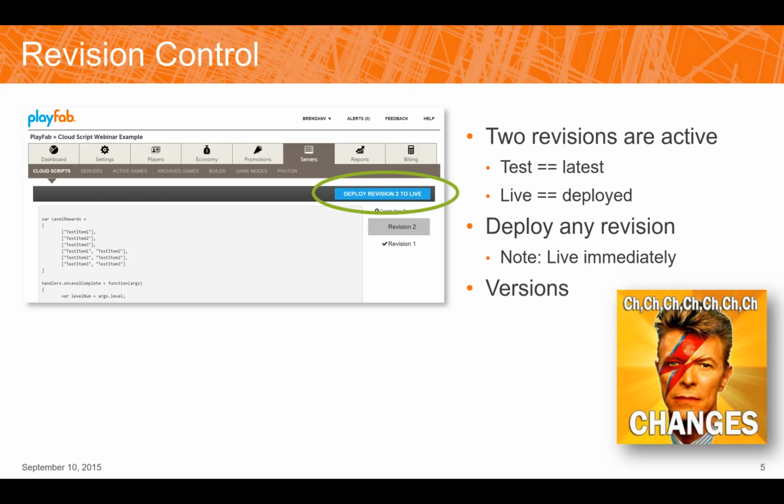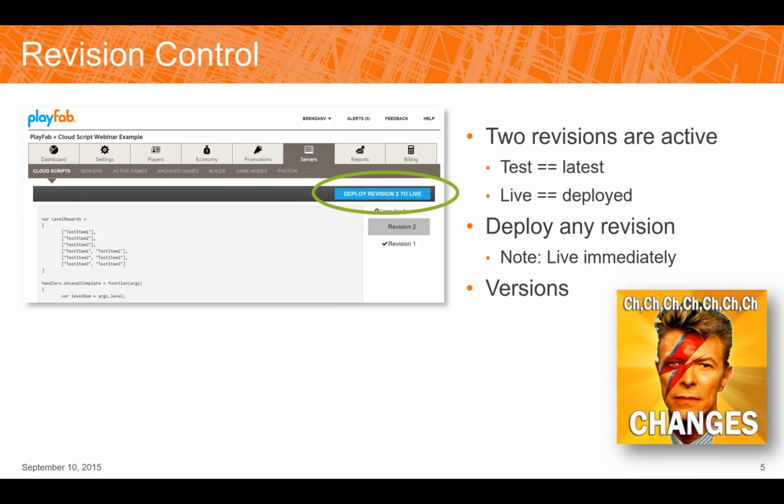That's the deployed version. So if Revision 2 were deployed to live right now, both test and live would run the exact same version. And if you uploaded multiple additional revisions, Revision 3, 4, 5, whichever one is the highest revision would be the one that's in test. You can deploy any revision at any time, but note that when you do that, it is immediately the live version running for your titles. So always be very cautious about how you use that button.